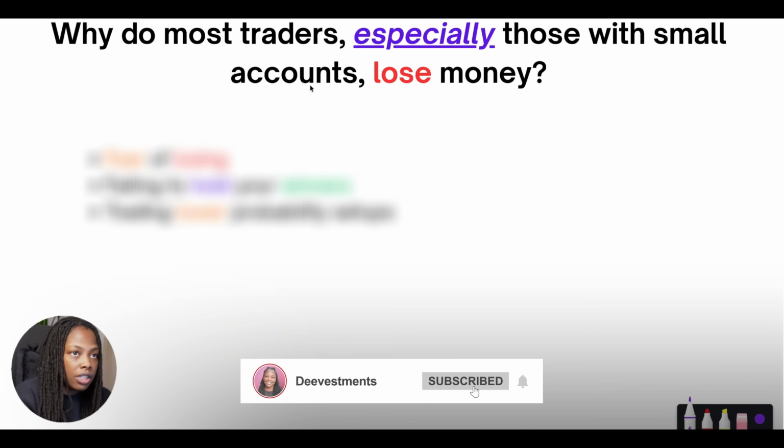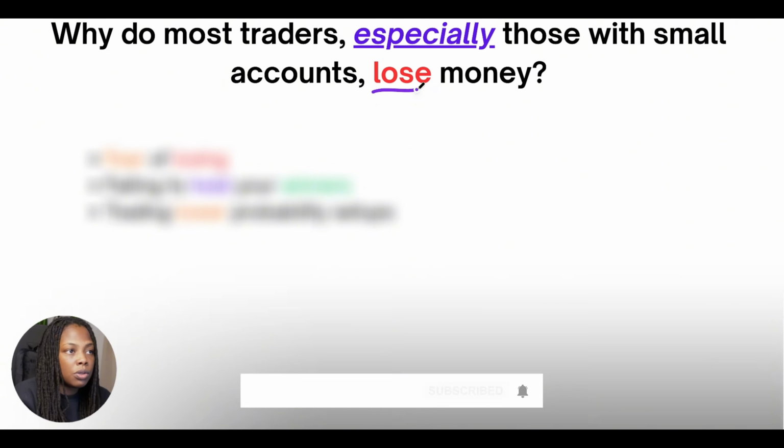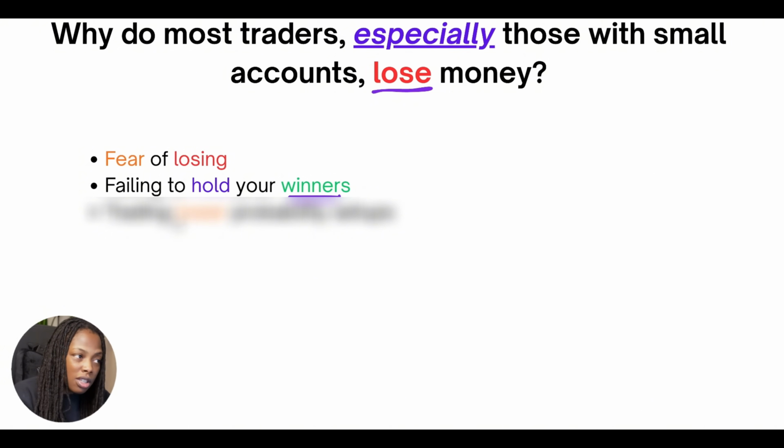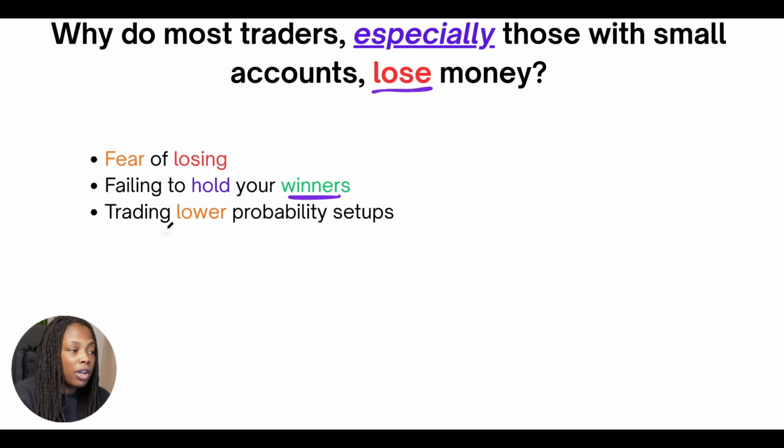Why do most traders, especially those with small accounts, lose money? Number one, fear of losing. You don't have much, so you hold your winners too long, or you fail to hold those winning trades long enough so that you can be profitable. And the third one, which I see very often, is you trade lower probability setups. So at the end of the day, you're just spinning in cycles and you're wondering why trading is not working.